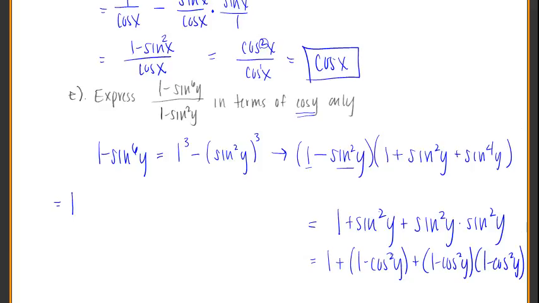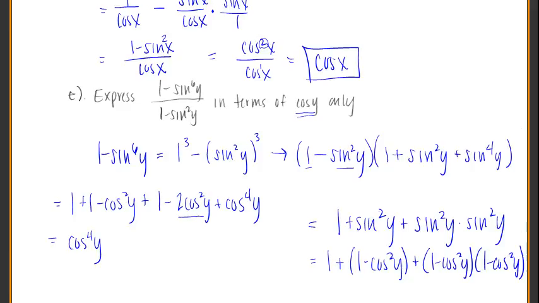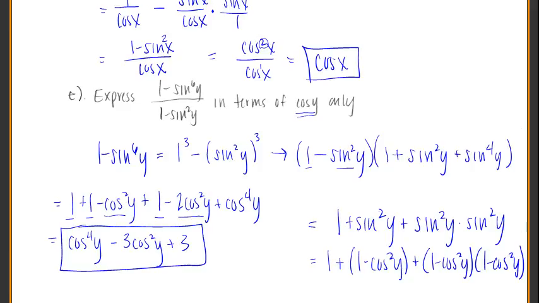So 1 plus 1 minus cosine squared y plus, and then FOIL these out. So 1 minus 2 cosine squared y plus cosine to the 4th y. Let's combine some like terms. Let's start with the cosine to the 4th y. A negative 2 cosine squared y and negative 1 would be negative 3 cosine squared y, and 1 plus 1 plus 1 would be plus 3. Box this up, and there we go. We have finished.